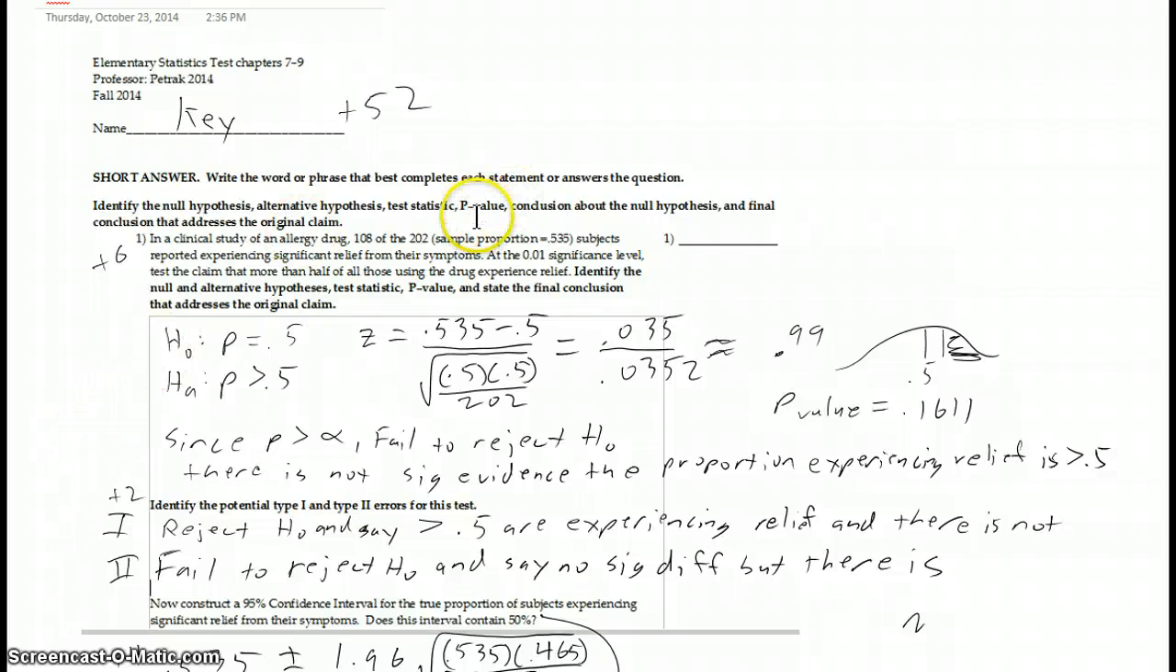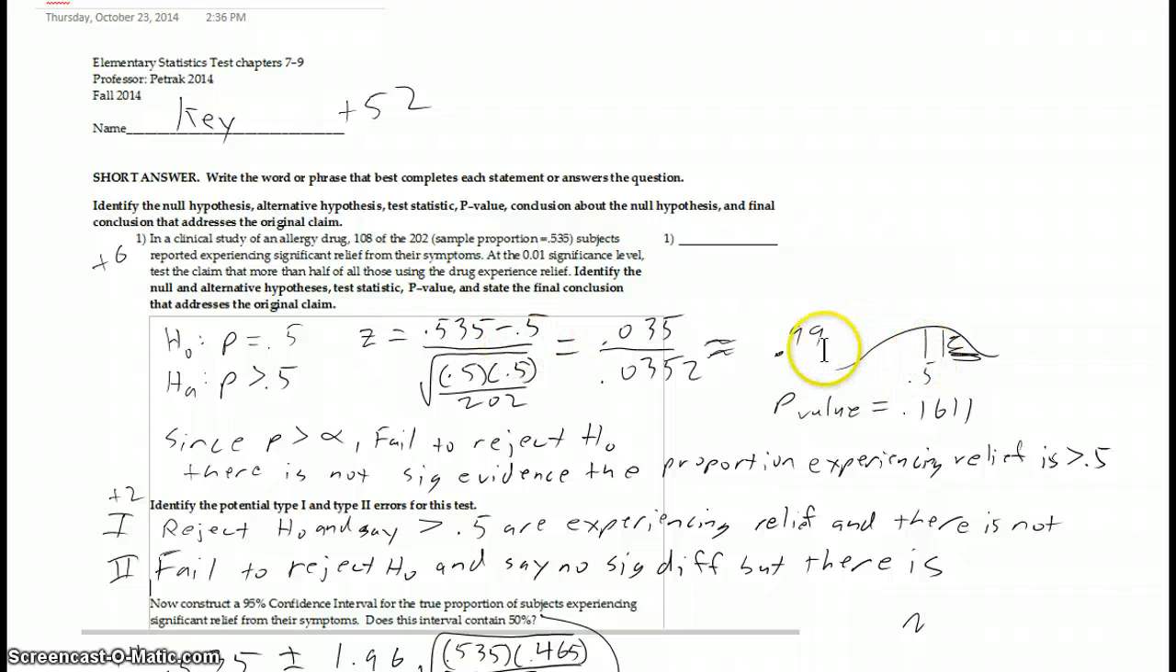The first one here is trying to figure out if there's significantly over 50% of the people getting relief from their symptoms. Our null hypothesis is that it is 50%. The alternative is that it's greater than 50%. We calculate our z-statistic here and get a z-stat of 1. So this is one standard deviation. This thing we experience, this 53.5%, is one standard deviation above normal. So that's saying, what's the probability that we would observe this if 50% is the population proportion.